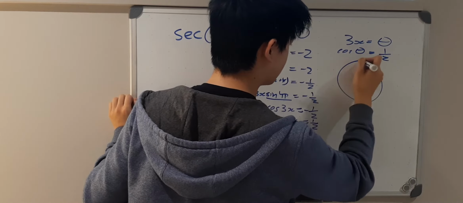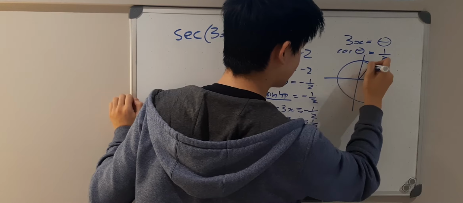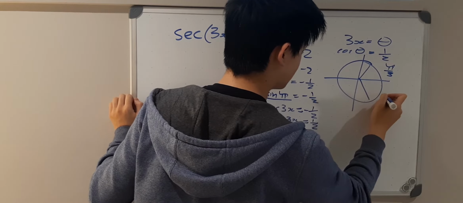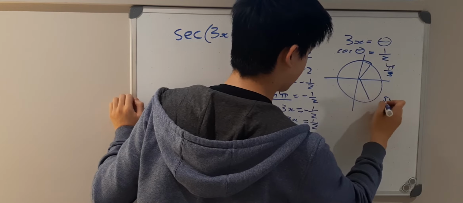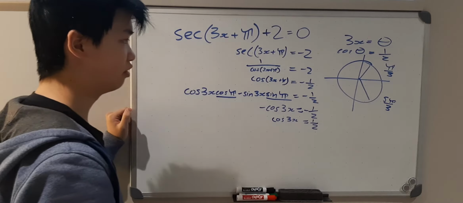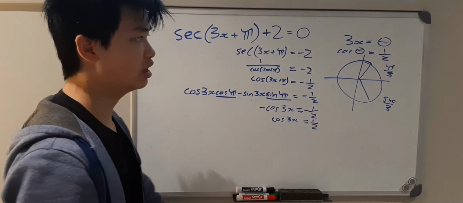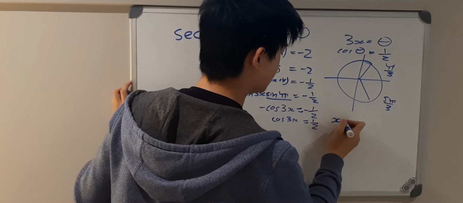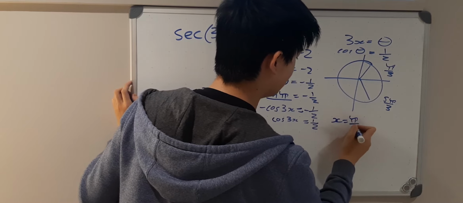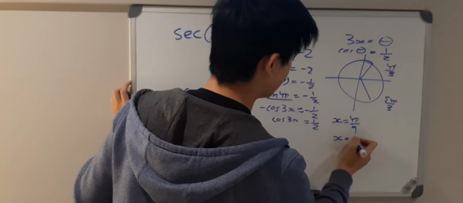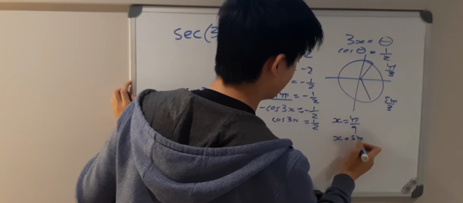So if we draw the unit circle, we know that that's there and there, where this is pi over 3 radians, and this angle here is 5 pi over 3. Okay, now if we consider that 3x equals theta, now we can do x equals pi over 9, and x equals 5 pi over 9.